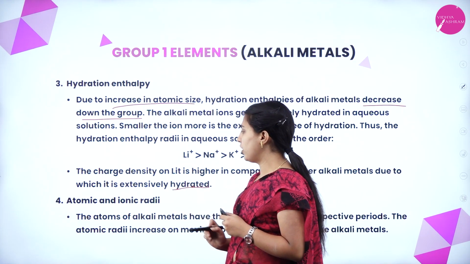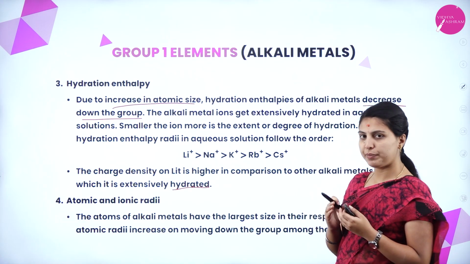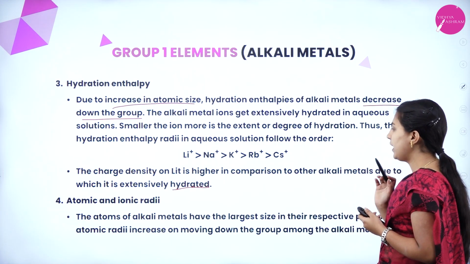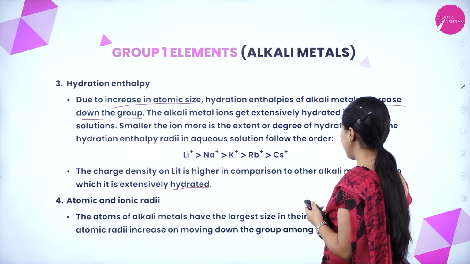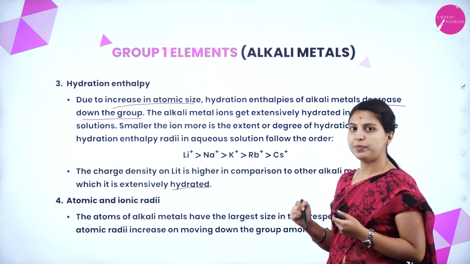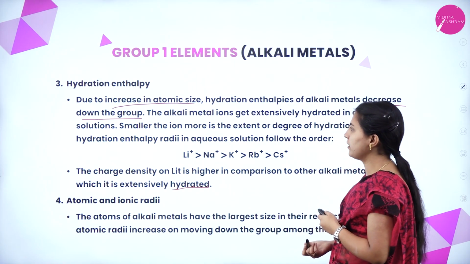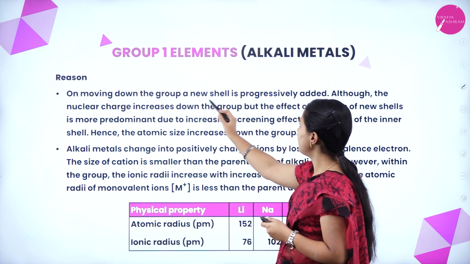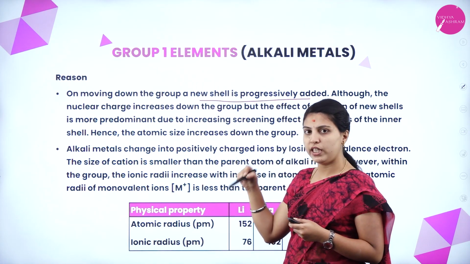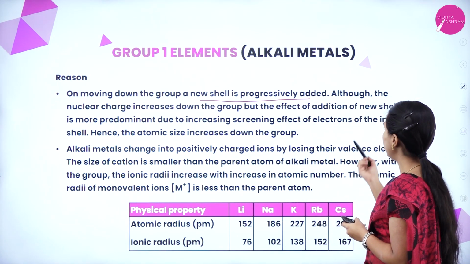Next, atomic and ionic radii. The atoms of the alkali metals have the largest size in their respective periods. So the atomic radii increase on moving down the group among the alkali metals. Down the group, size increases, and the ionic radii also increase. The reason is that on moving down the group, new shells are progressively added, and that's why the size also increases.